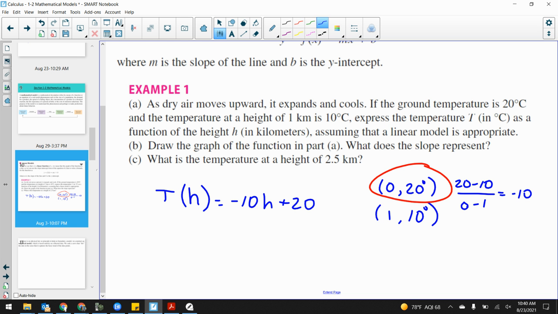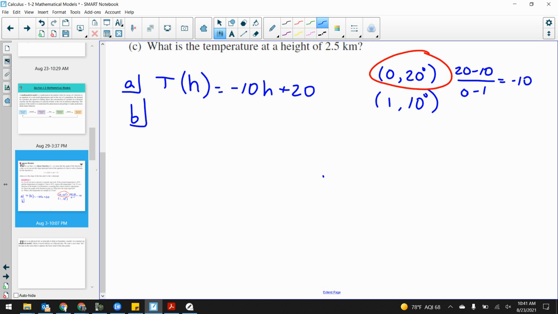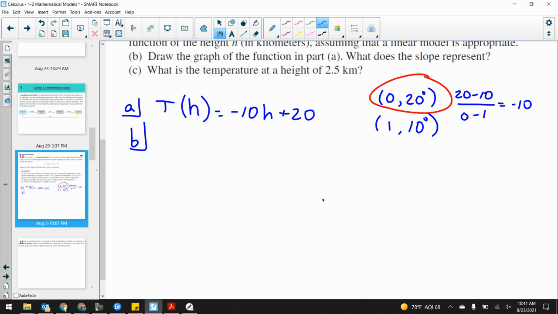So, express as a function of height. Did we do that? Yes. Now, that's part A. Part B says, draw the graph of the function in part A and determine what the slope represents. I kind of already did what the slope represents. It represents the rate of change of temperature, right? All right, so let's graph it real quick.